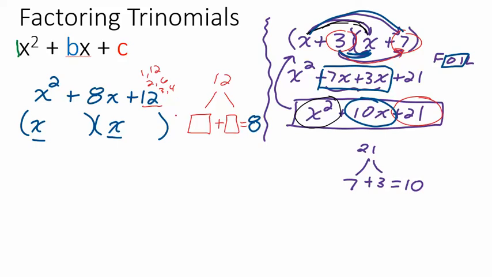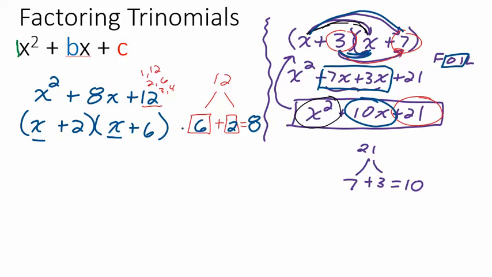So 2 times 6 gives 12, and it also adds to be 8. So we're going to put plus 2 plus 6. Now it doesn't matter what order you do this. You could have put plus 6 and plus 2. These are the two numbers that multiply to be 12 and add to be 8. So notice if you FOIL this together, you'll get x squared plus 6x plus 2x plus 12, which gives you your original trinomial. That's all there is to it.